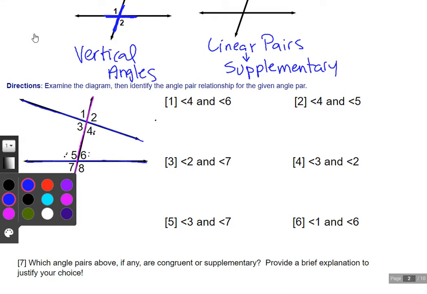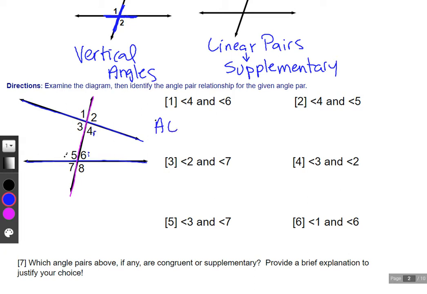So 4 and 6. Here we have 4, here we have 6. They're both trapped between the lines. That's going to make them interior. They're both to the right of the transversal, and so we're going to call these same side, not alternate. Come on, Mr. Collins, that's crazy. And we're going to call these same side interior, okay? Because they're both on the right side of the transversal. They're in between the two lines.